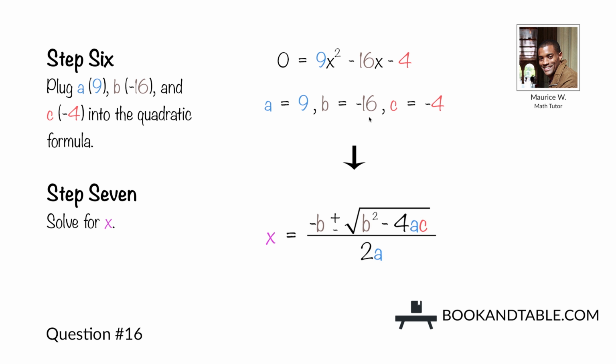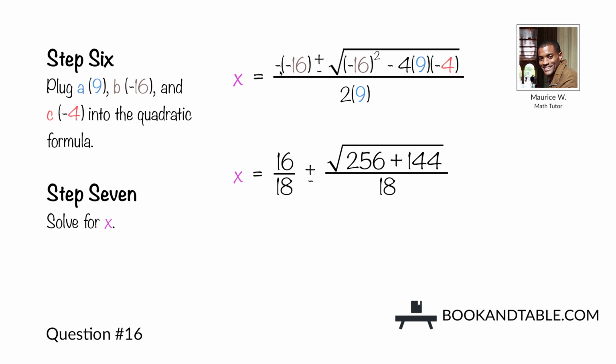So we'll plug in negative 16 here and here. We'll plug in 9 here and here. And we'll plug in negative 4 here, giving us negative 1 times negative 16 plus or minus the square root of negative 16 squared minus 4 times 9 times negative 4 over 2 times 9. So this is what we want to evaluate to solve for x.